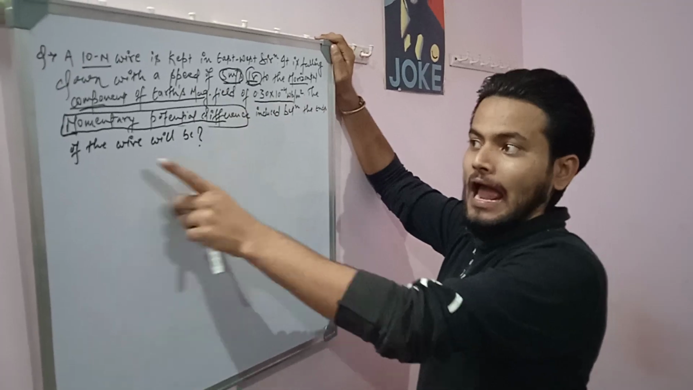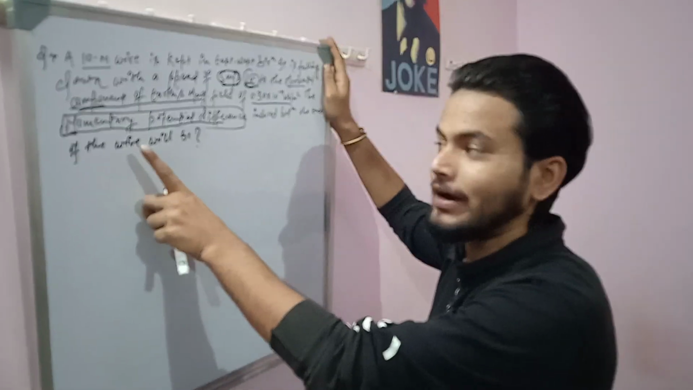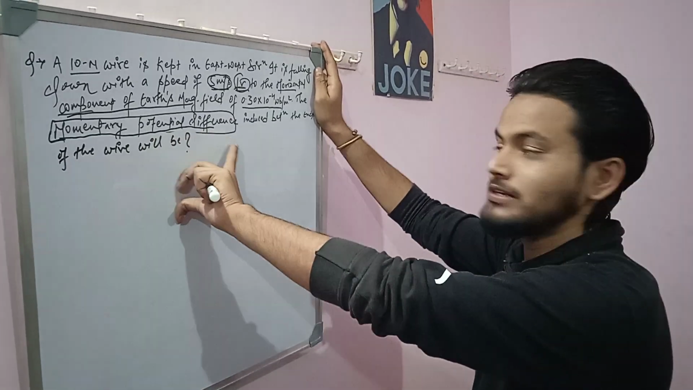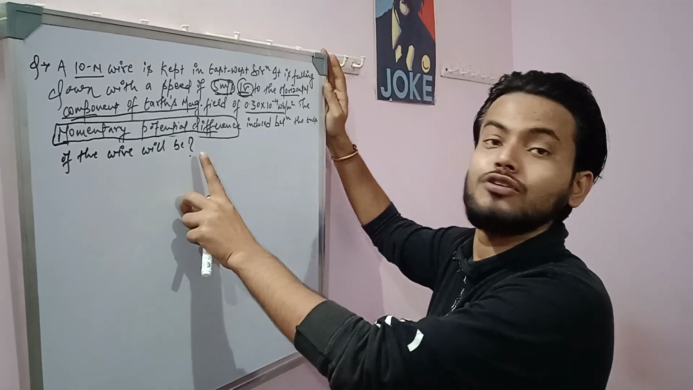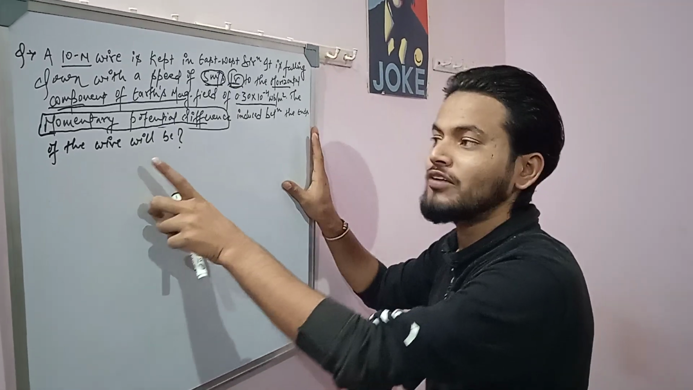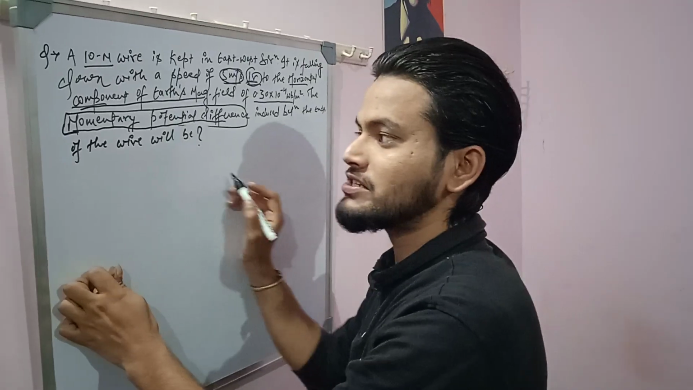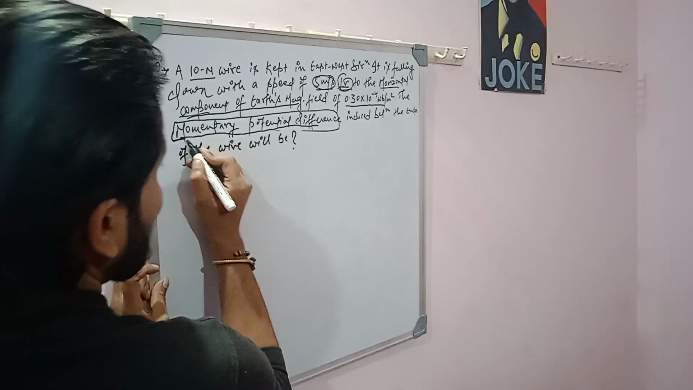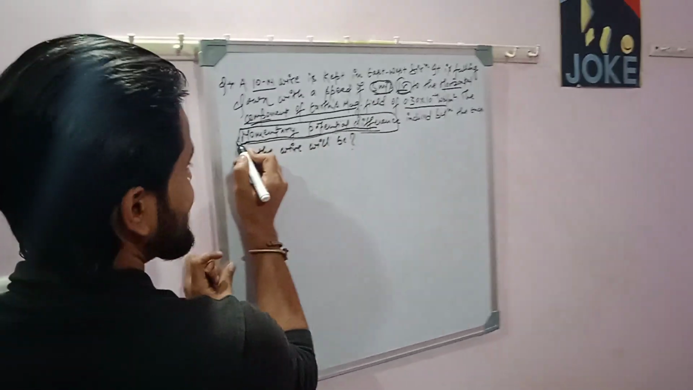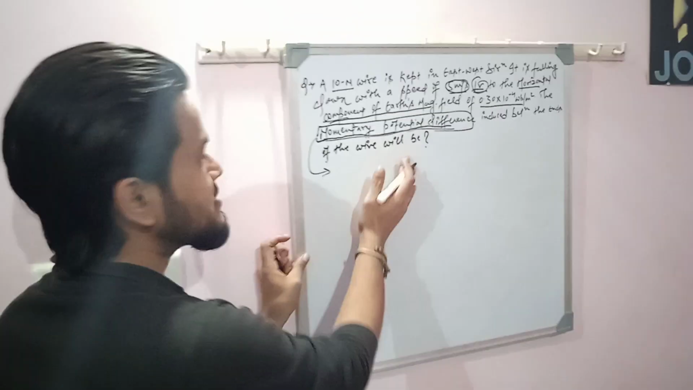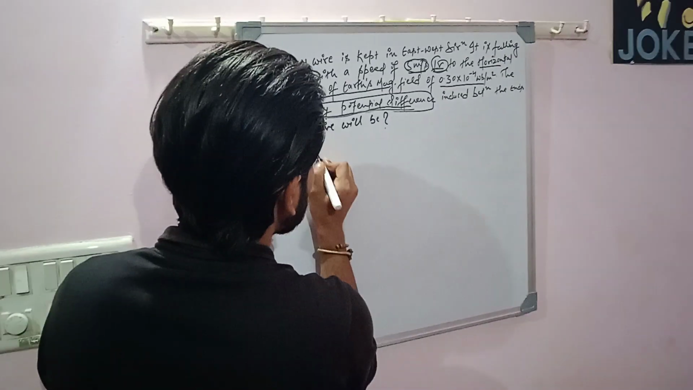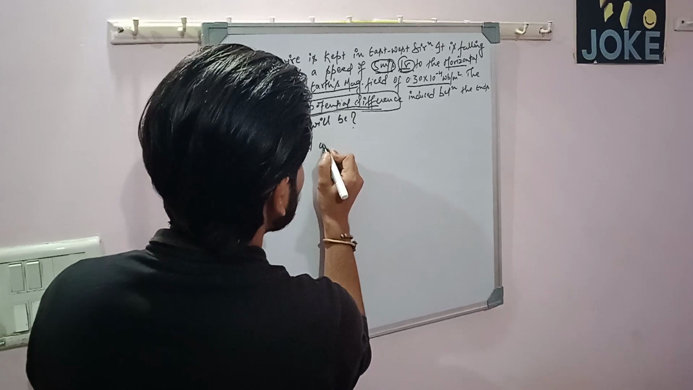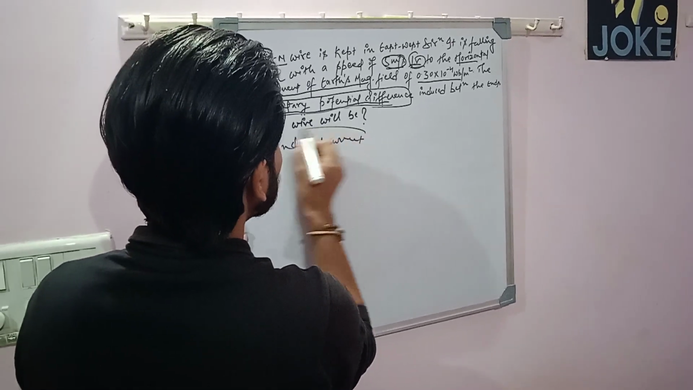And what we have to find is the momentary potential difference induced between the ends of the wire. Now let me tell you, finding the momentary potential difference means we have to find the induced current. Now what is induced current? We have to find the induced current.